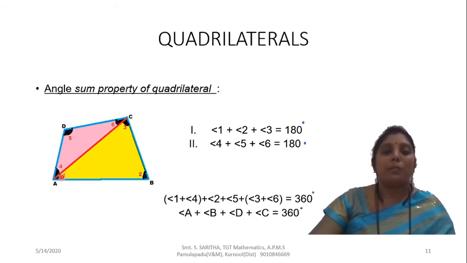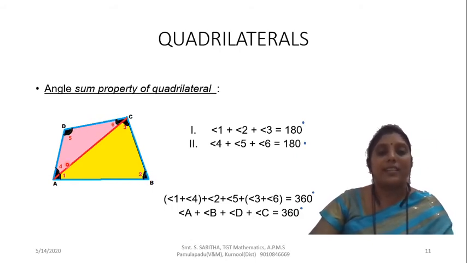So by this we can prove that the sum of the four angles in a quadrilateral is 360 degrees. These four angles are in the interior part of the quadrilateral. So the sum of the four interior angles in a quadrilateral is 360 degrees.